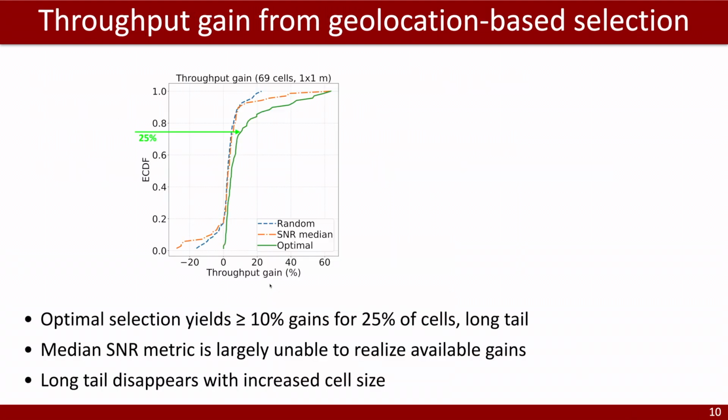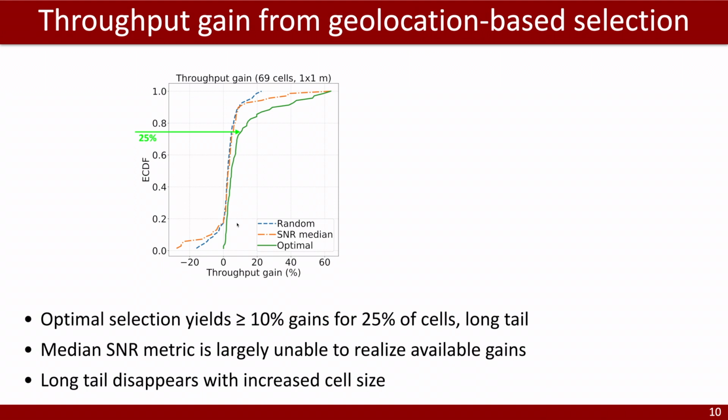Here we have the empirical cumulative distribution function, or ECDF, of the throughput gain for the three different sector selection metrics under study. This particular plot shows the results when we discretize space into cells of 1 by 1 meter. Our proposed optimal selection scheme outperforms the default strategy for almost all cells. This confirms that there's room for improvement upon the default strategy when 802.11ad is applied to a vehicular context. However, large gains of over 10% are only achievable in a minority of cells, in this case 25%.